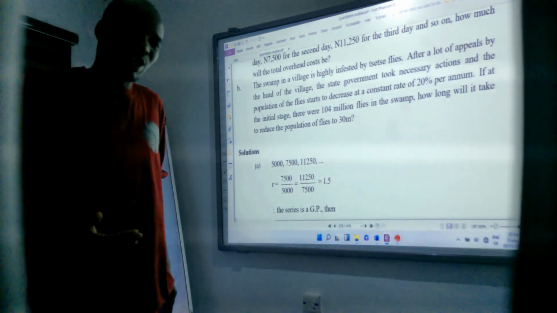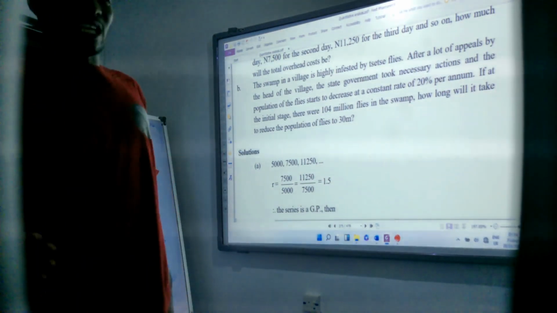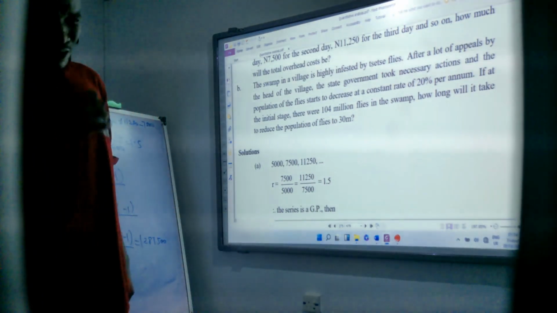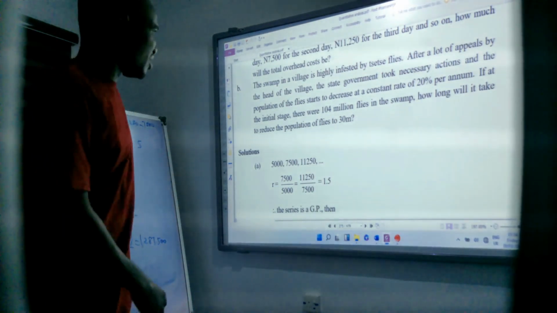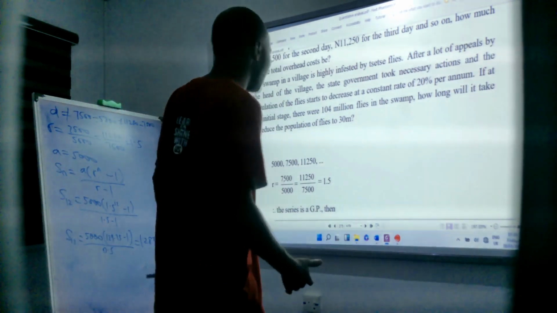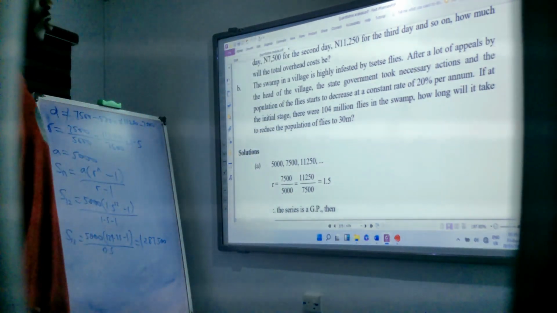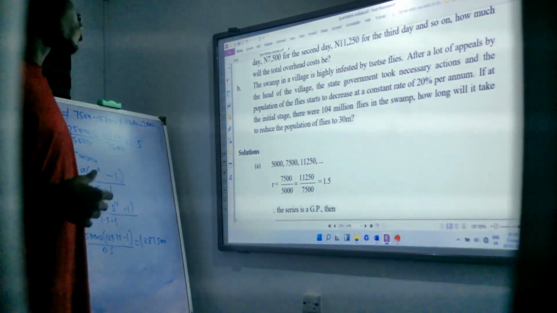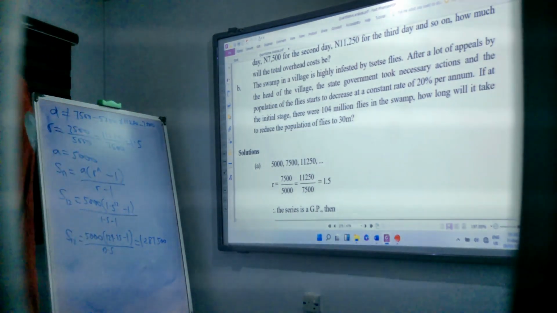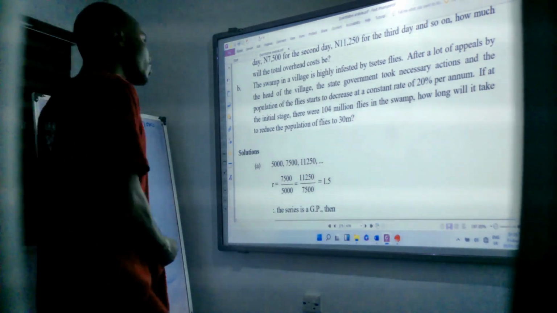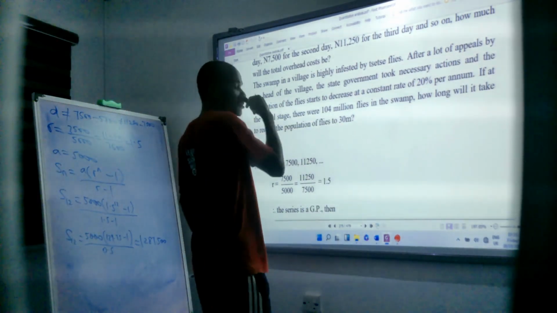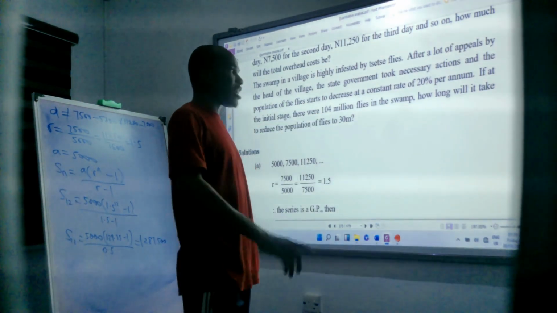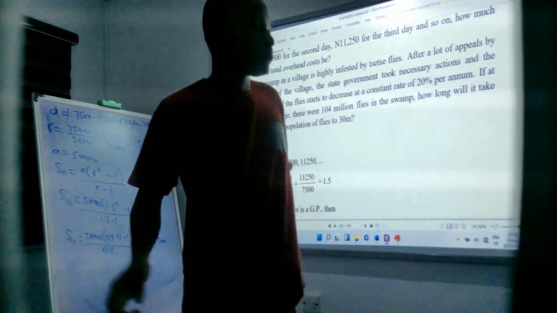What it decreased to, that's what concerns us. So although the rate of decrement is 20%, what it decreased to is what concerns us. Is that okay? That is our common ratio. So the common ratio is 80%, guys. Now if at the initial stage they were 1.4 million flies, that is our first term. How long will it take to reduce the population of flies to 30 million? That means this is the last term.